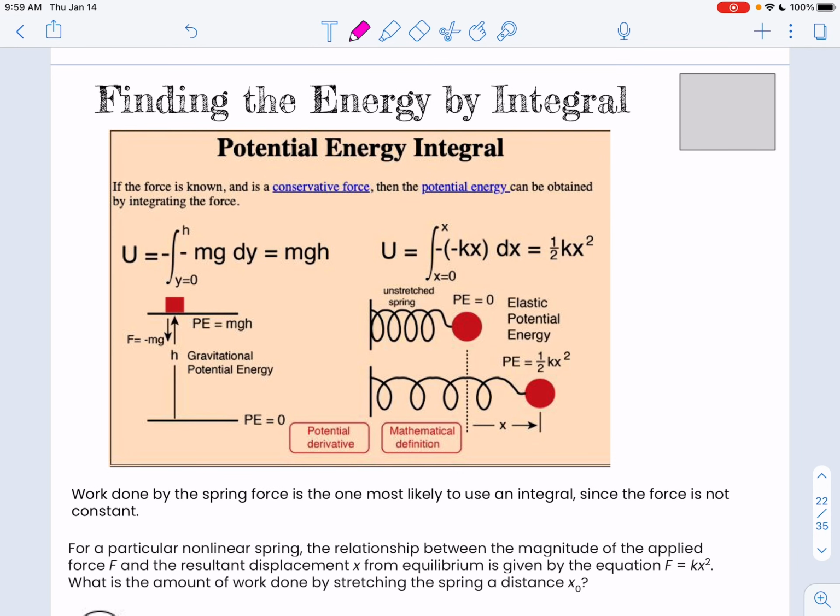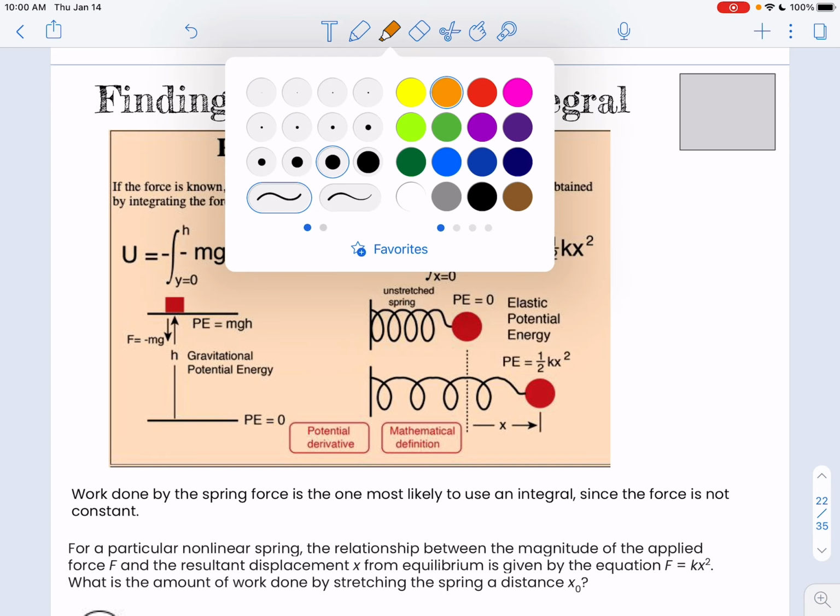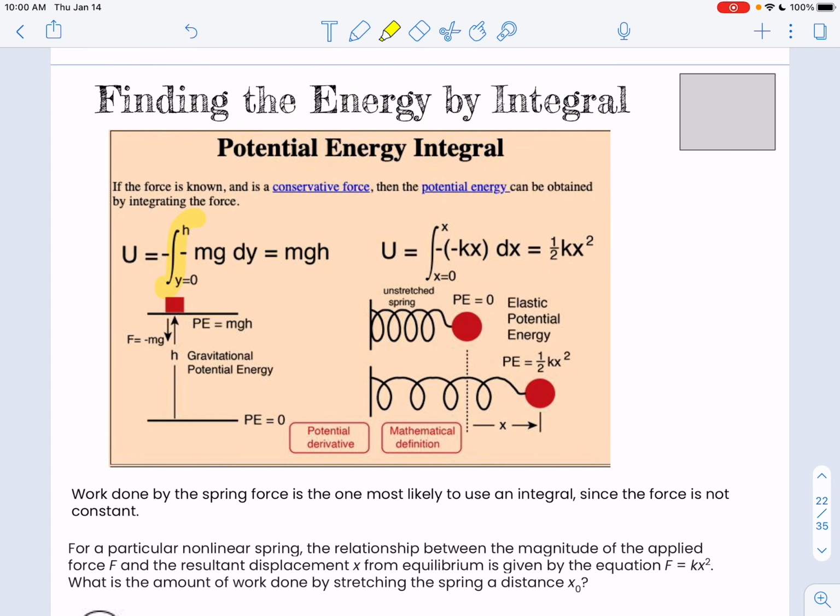Okay, so this is just kind of an example of how you're going to find that potential energy by using the integral. Okay, so when you take that integral, right, that's how you're getting the mgh, or the 1/2 kx squared.